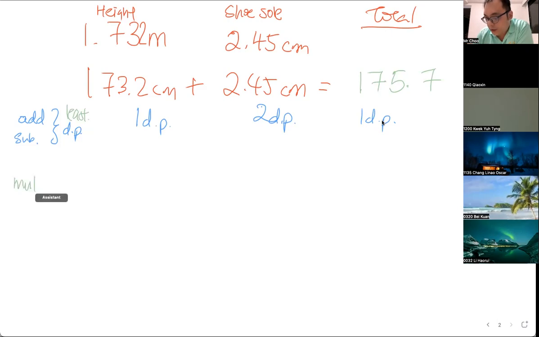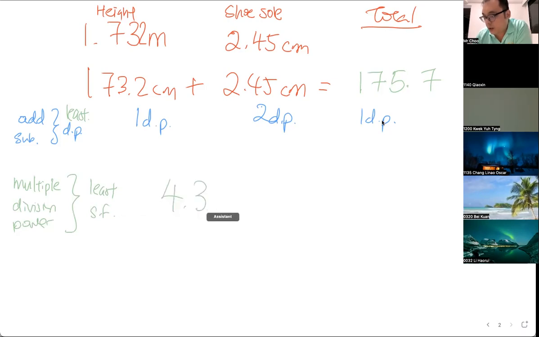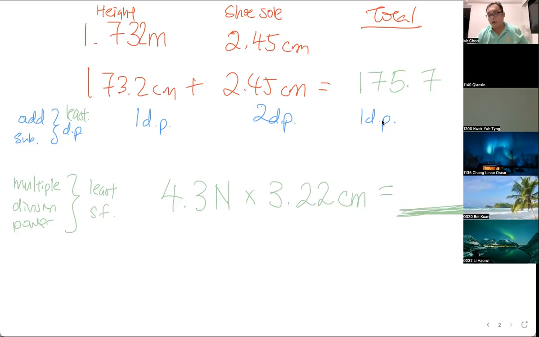Then for multiplication or division or even power, anything that's not plus or minus, you use the least SF. For example, 4.3 Newton multiplied by 3.22 cm. What would your answer here be? Can all of you try? Your unit will be Newton cm. What will your answer be for this?